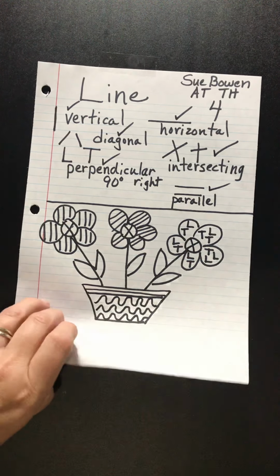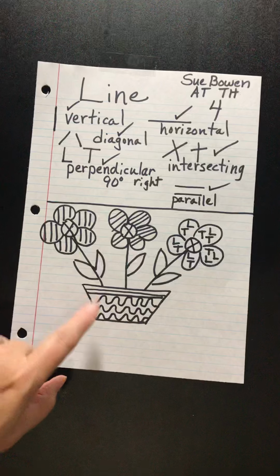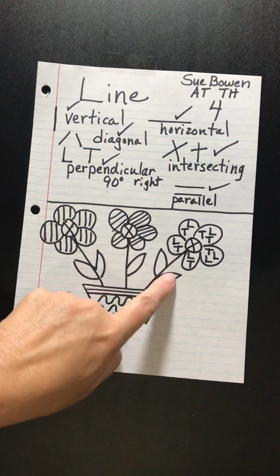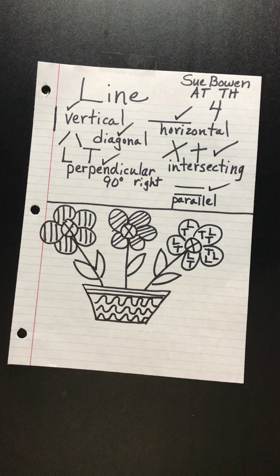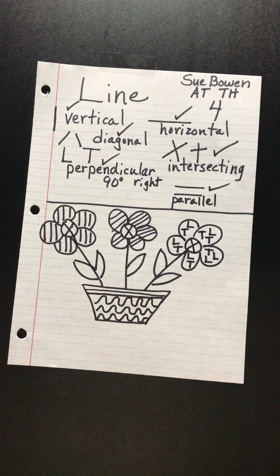Now, your assignment to turn over on the back. Draw me another pot of flowers. You only have to have three in there. And inside the petals, put the different kinds of lines. You can mix yours up. They don't have to look exactly like mine. I can't wait to see them.